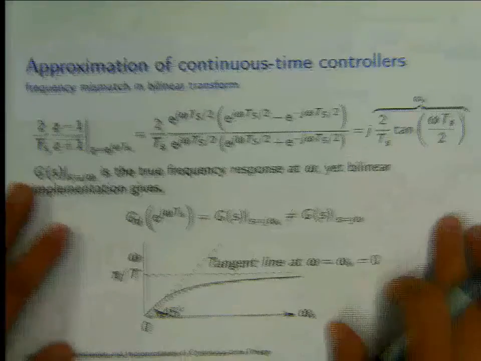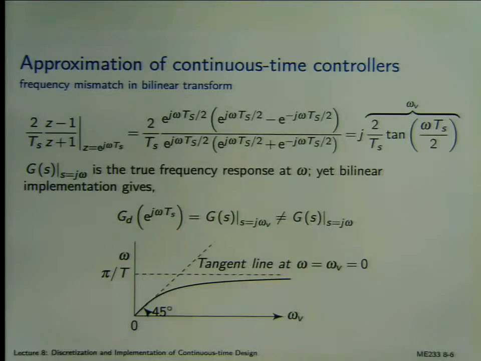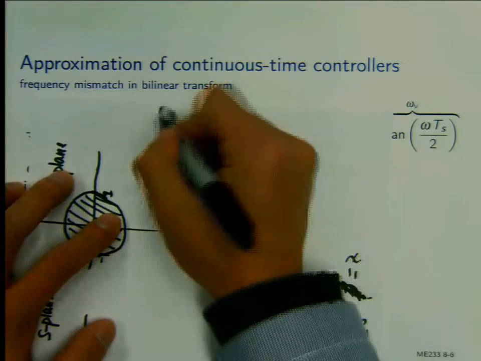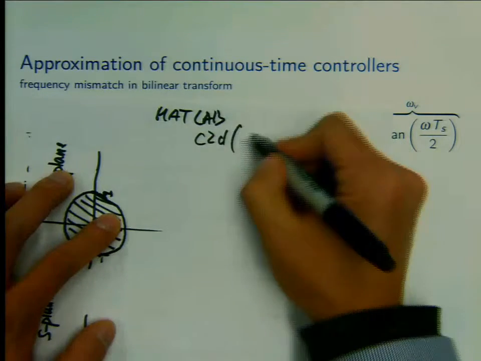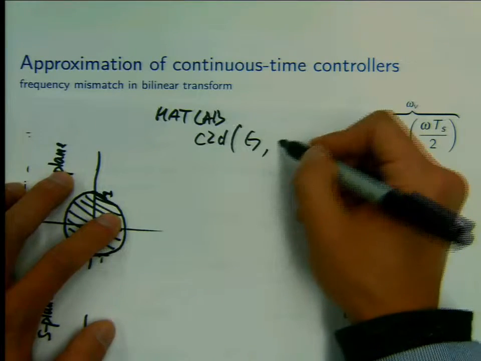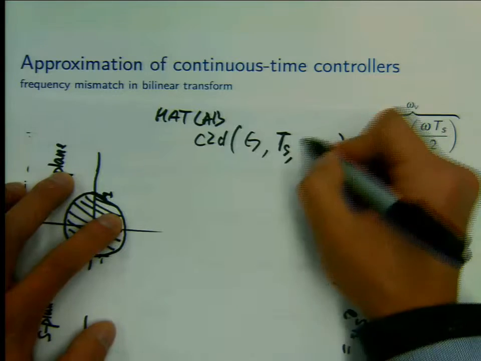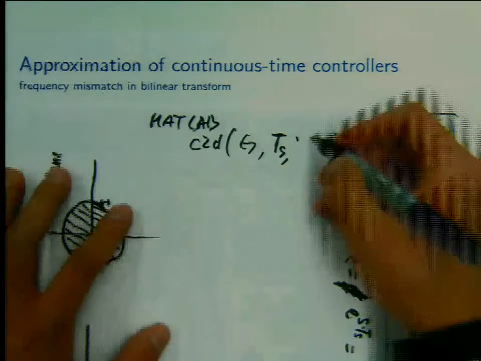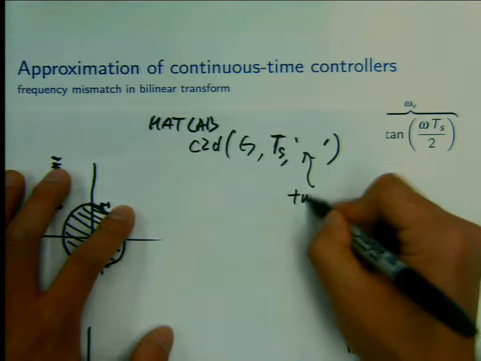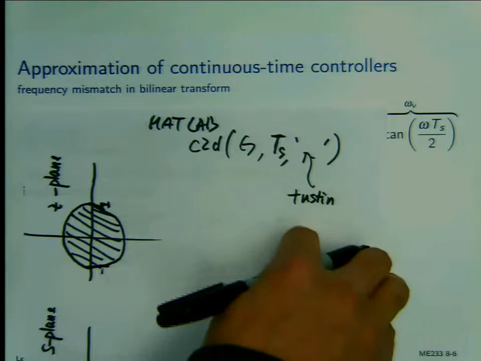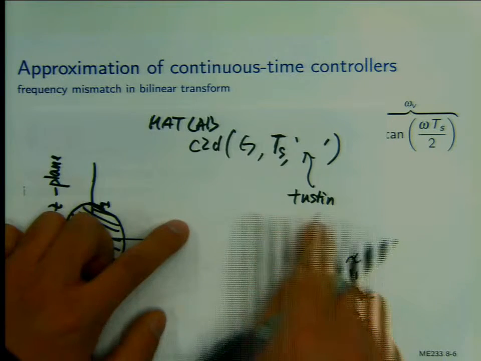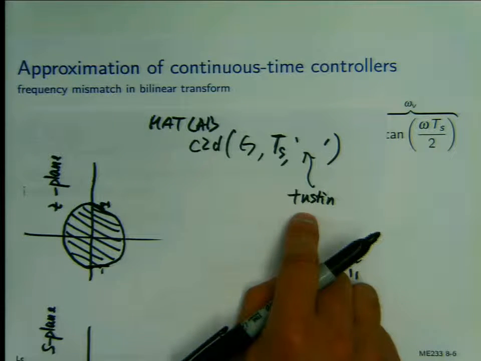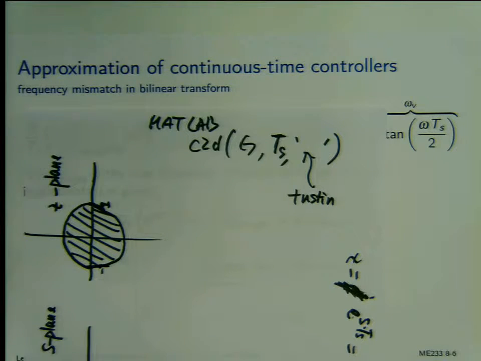Okay? So bilinear transformation, if you use it in MATLAB, you will notice when you do discretization. In MATLAB, the discretization is c2d. Then you can put your transfer function here, and then you put the sampling time, Ts. And if you pay attention, in MATLAB you have a third option to say which method you're going to use. The bilinear transformation in MATLAB is called tustin. The command you use is tustin over here. This is because the bilinear transformation was invented by a British mathematician called Tustin, in the period of World War I, I think.